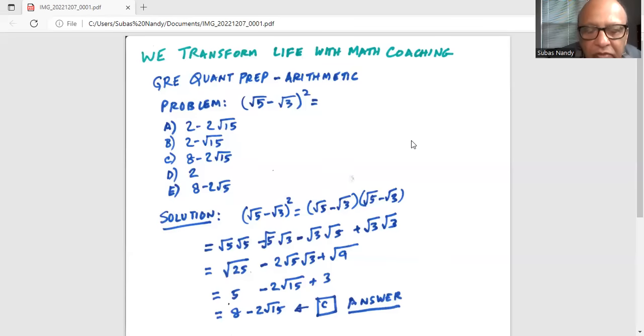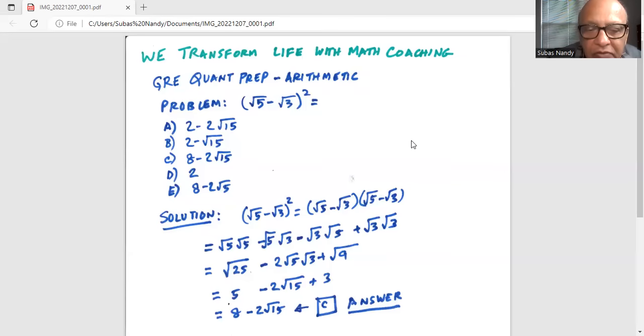So you have the first term, square root of 5 times square root of 5, which is square root of 25, minus, you have two of these square root of 5 times square root of 3, the first one and the second one. Both are minus, so you basically add them. So it becomes minus 2 square root of 5 times square root of 3, plus square root of 9.